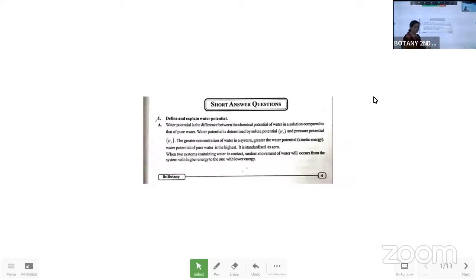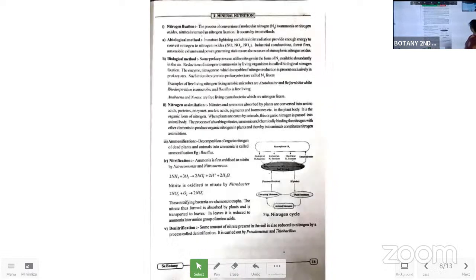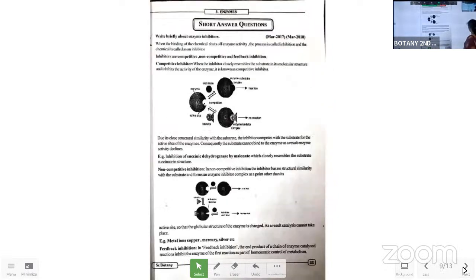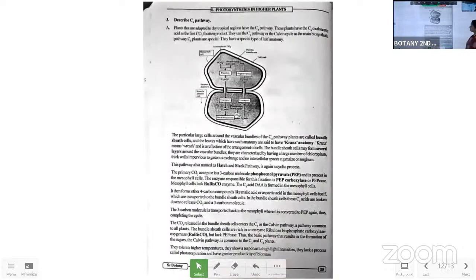So today we are discussing the SQs from the photosynthesis and the respiration chapter. Till now we have finished the transportation in plants, the mineral nutrition, and the enzymes, and in photosynthesis, two questions we have finished. That is the neat labeled diagram of the chloroplast and the differences between C3 and C4 cycles and plants. These two questions we have finished.